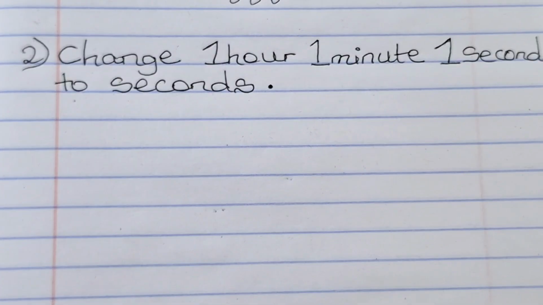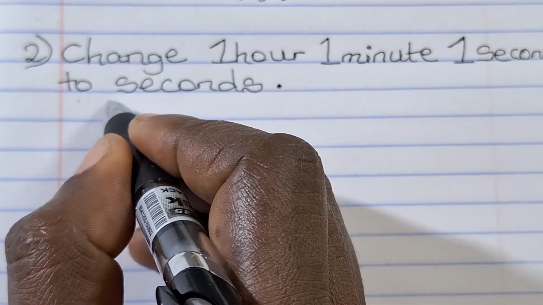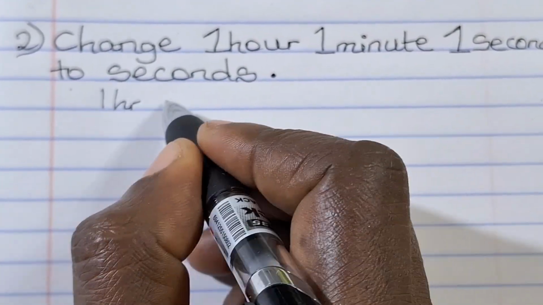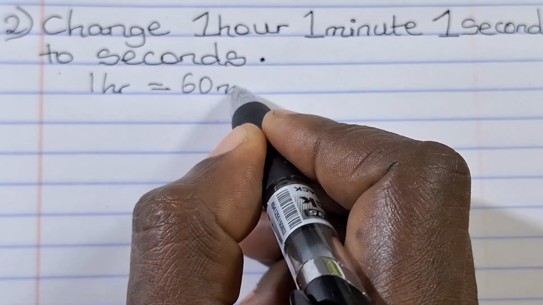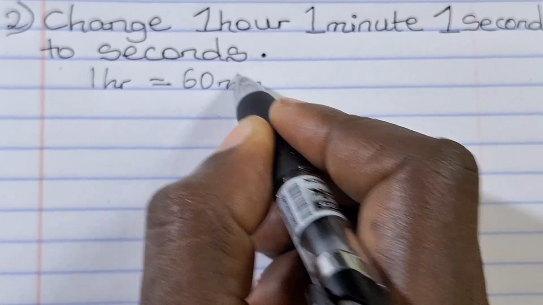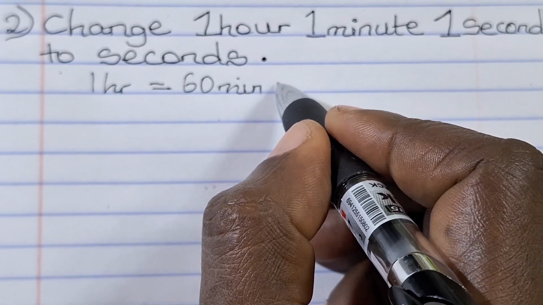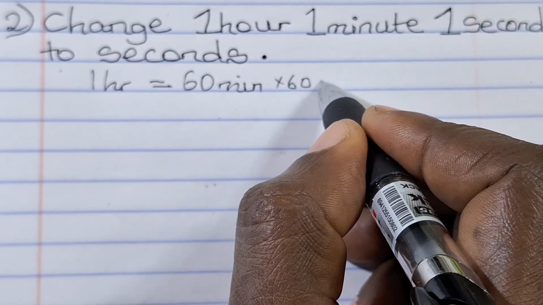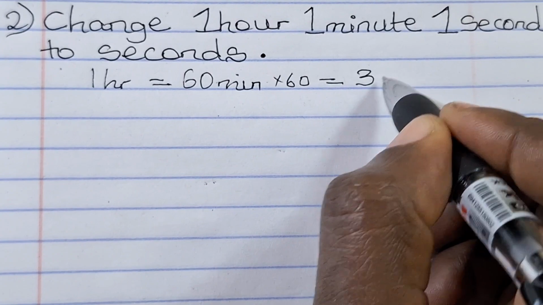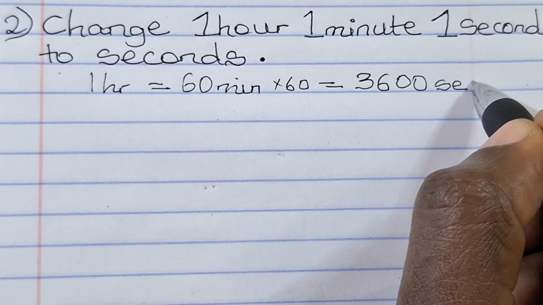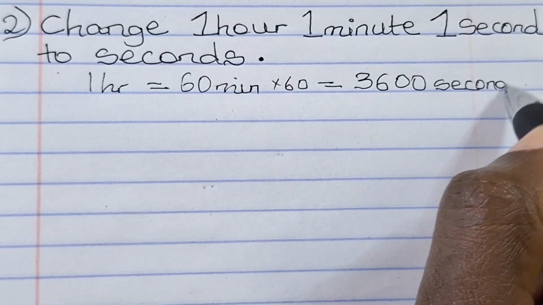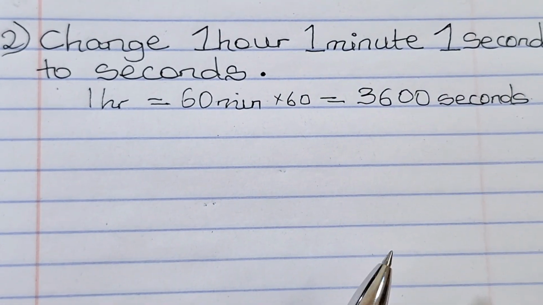Let's dive into it. So here I have 1 hour is equal to 60 minutes. I can't go all the way, so I go with 60, multiply by another 60, takes me to seconds. So I have 3,600 seconds. So that's 1 hour into seconds.